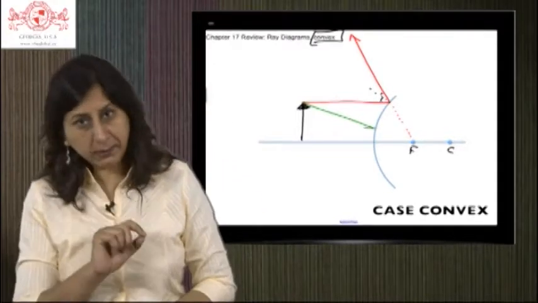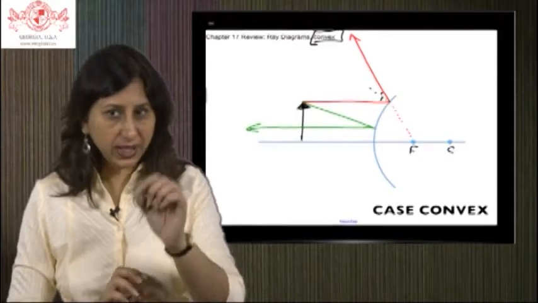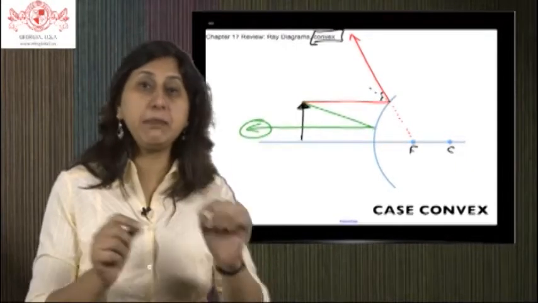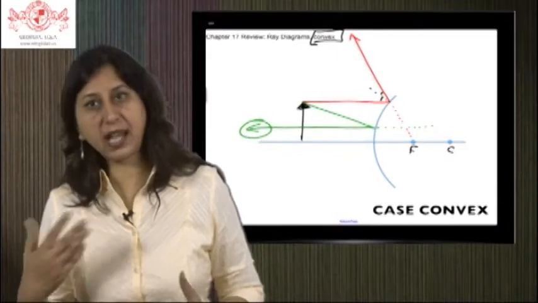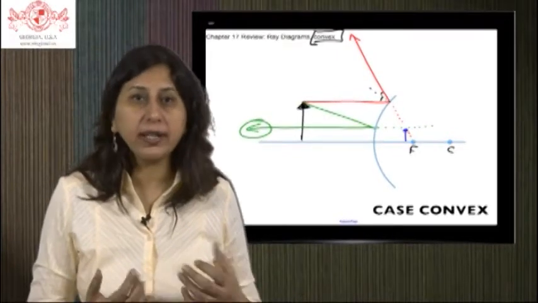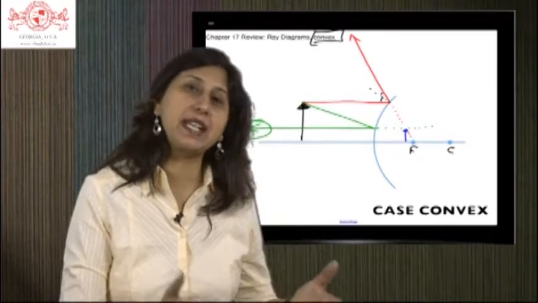Now to find the image, we have to go behind the reflected rays. So this is where we find the image behind the mirror. It is a virtual image, it is upright, and it is smaller than the object. So it will have a magnification between 0 and 1.